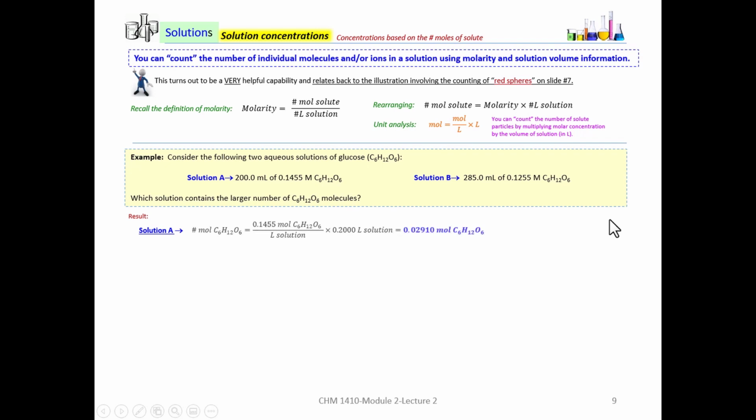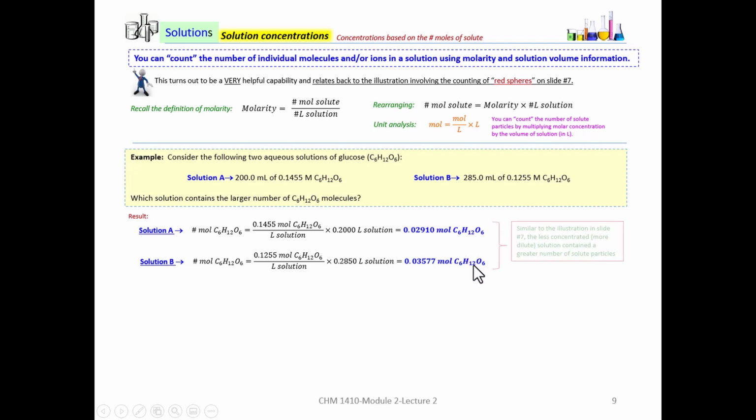Well, in solution A, the number of moles of glucose would be the concentration of this solution, 0.1455 moles per liter, times the number of liters. I've converted milliliters to liters, and we get 0.02910 moles of glucose. Solution B, the number of moles of glucose would be the concentration of this solution, 0.1255 moles per liter, times the volume in liters, equals 0.03577 moles of glucose.